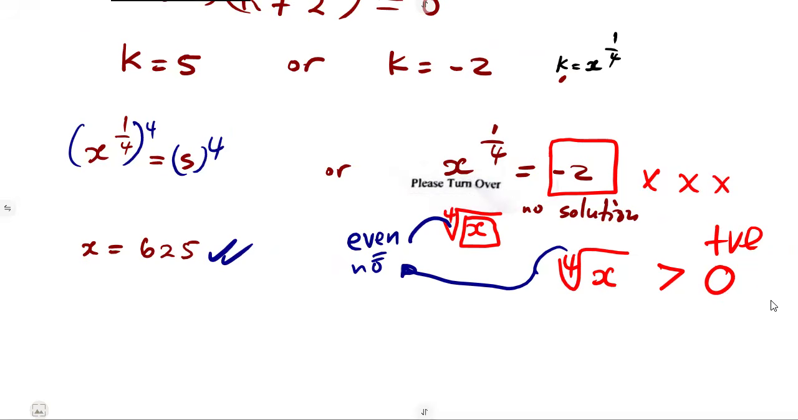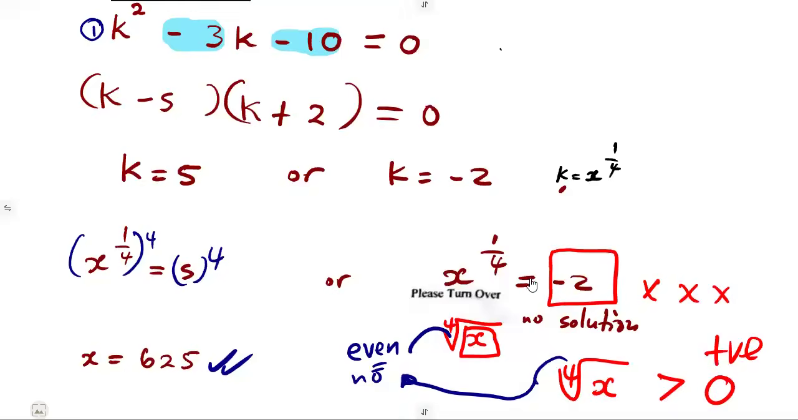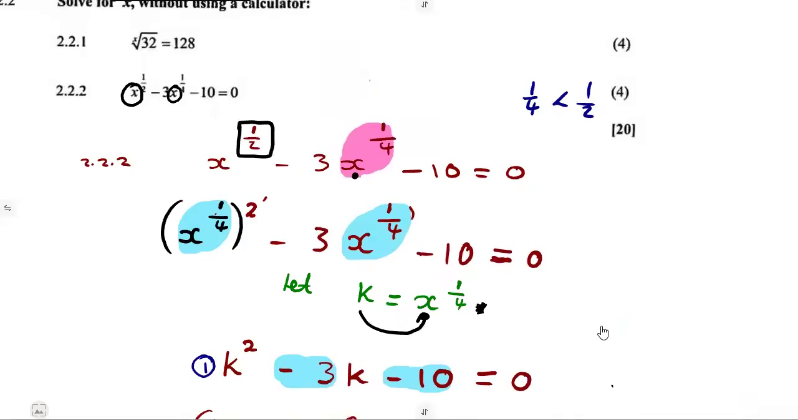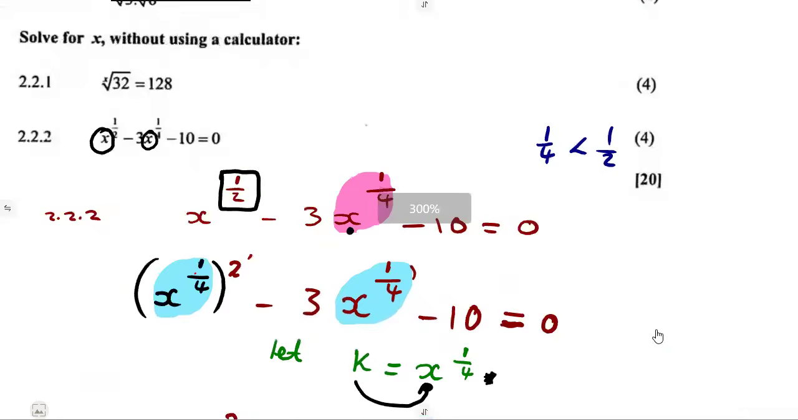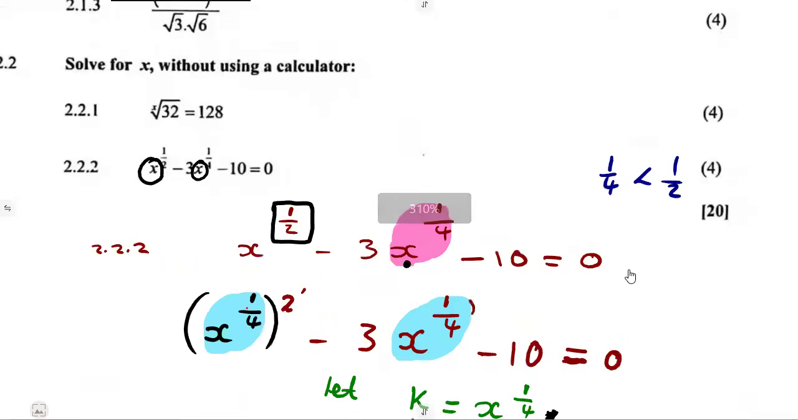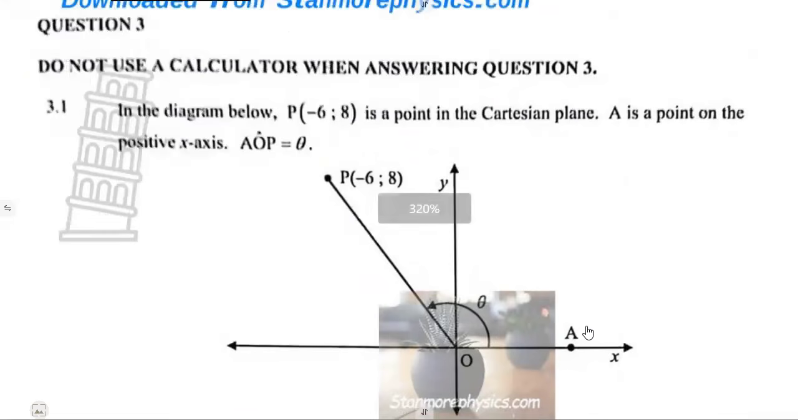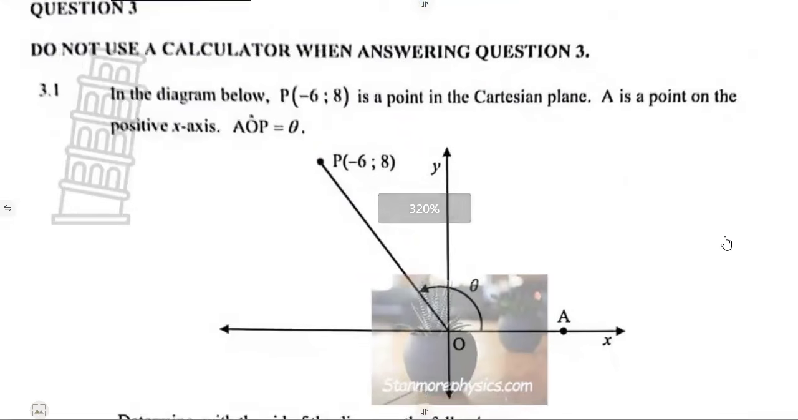Like I said, guys, this is for our stage. Mathematics can go beyond that. But for our stage, please, let us just know it this way. All right, so this is it, guys. This is it, 2.22. It was 20 marks, the whole of question 2. So questions can be like that. Do not use a calculator when answering question 3. As this question that we are given, we are not allowed to use a calculator.